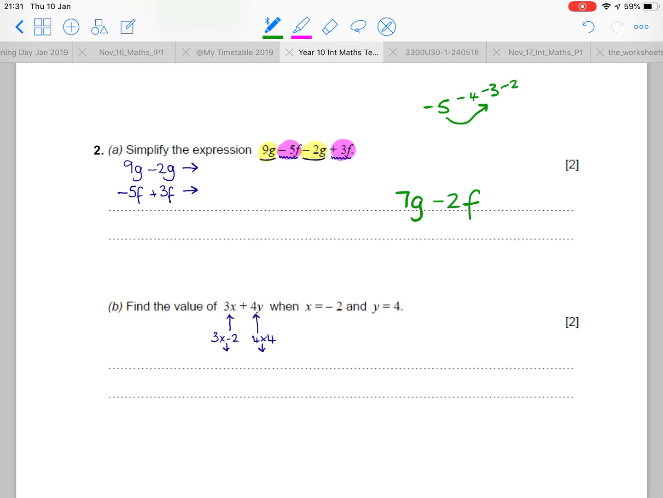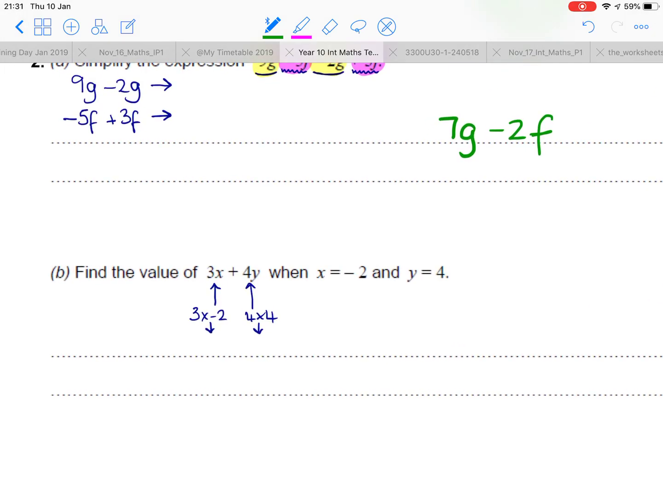In part B, the 3x is going to be 3 multiplied by minus 2. The 4y is going to be 4 multiplied by 4. This is going to give you a minus 6 plus, from the plus here, 16. And minus 6 plus 16 is 10.